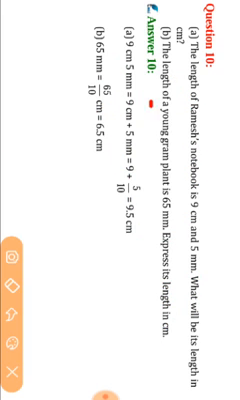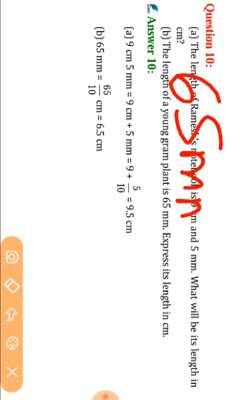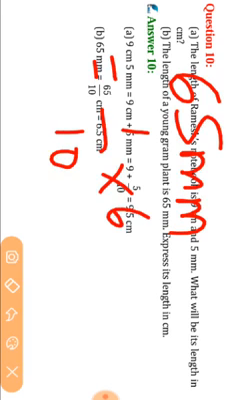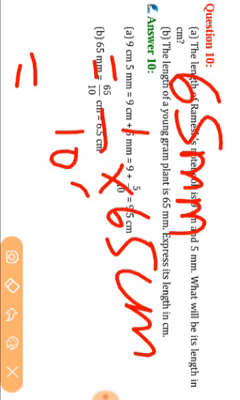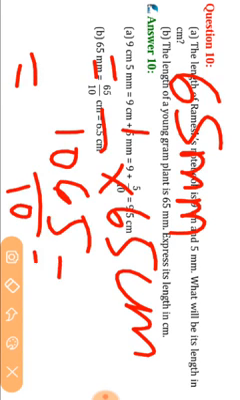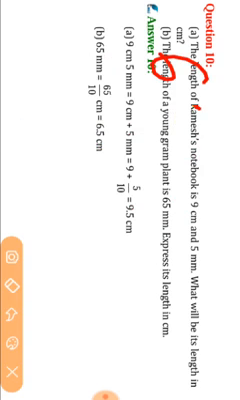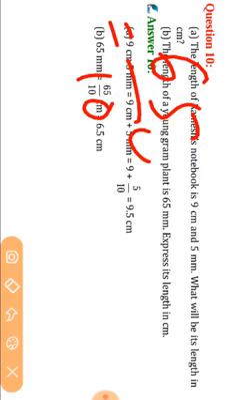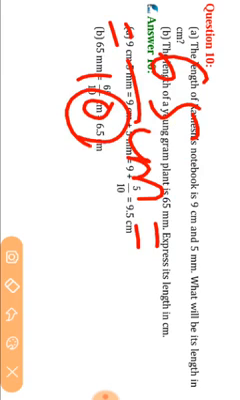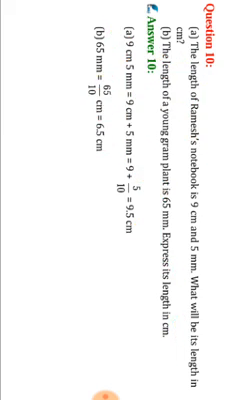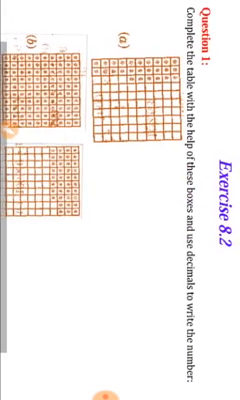So this is how. The length of the young gram plant is 65 millimeter. Express it in centimeter. Same way, 65 millimeter I can write as 1 by 10 into 65 centimeter. So 65 by 10 centimeter means, see, number of zeros is only 1 here. So before 1 keep the decimal. 6.5 centimeter. That's all. I hope you understand. Now go for exercise 2.